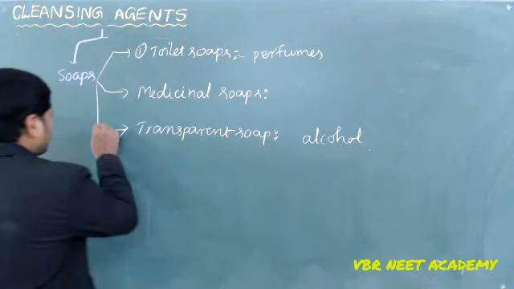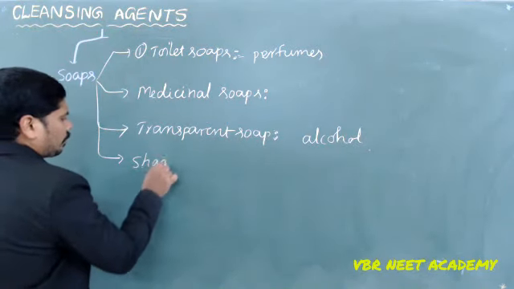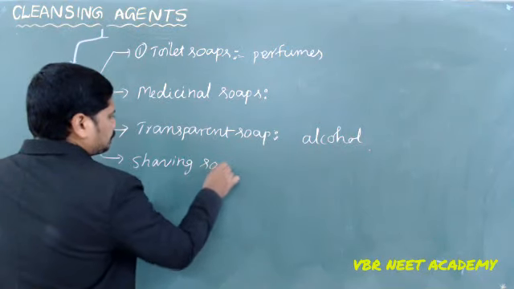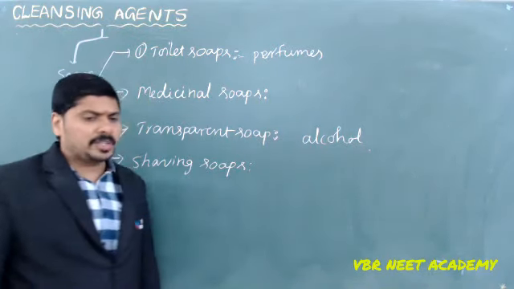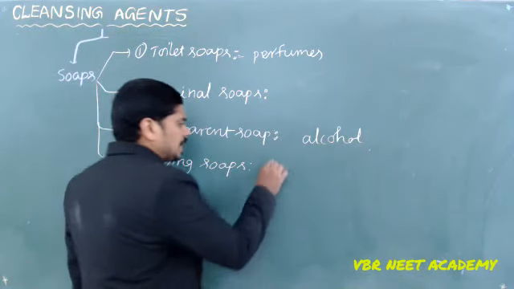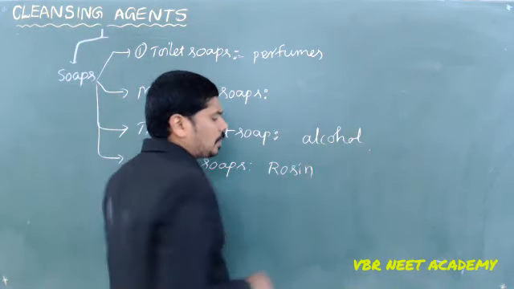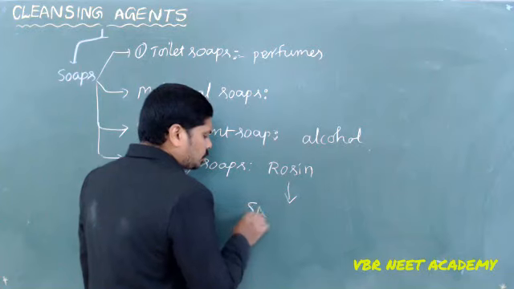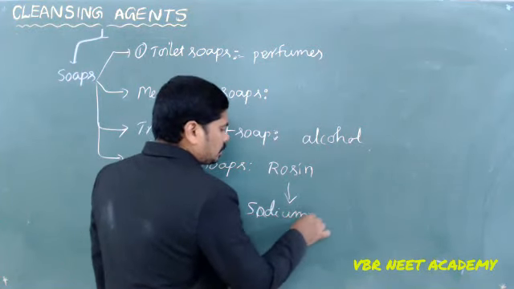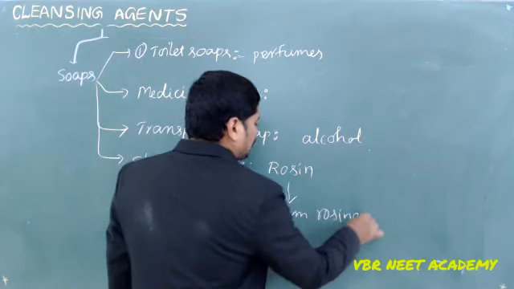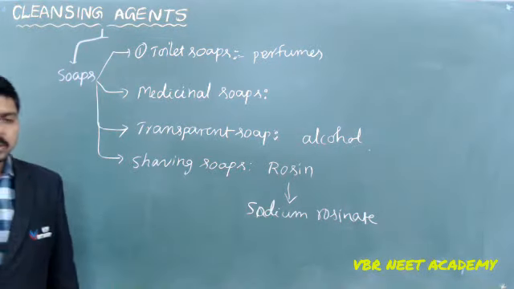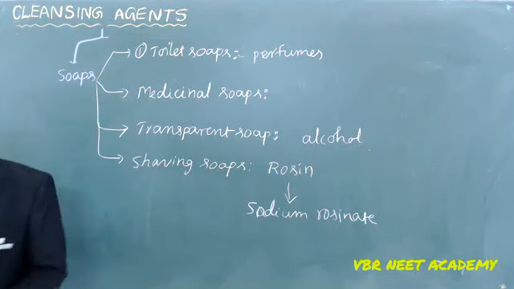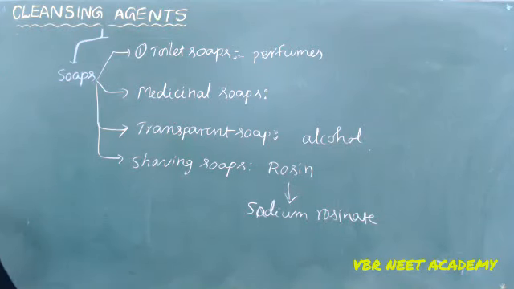Then we have shaving soaps. Compared to the normal soap, the shaving soap gives more lather. This lather is because of adding a gum called rosin. This rosin reacts with the soap and forms sodium rosinate. The sodium rosinate which is formed causes more lather. Because of that, shaving soap creates more lather for us.